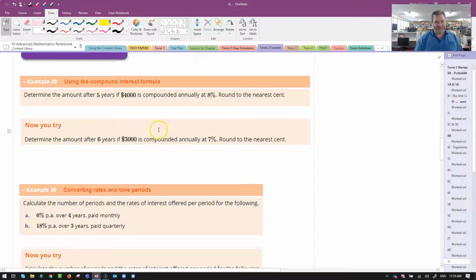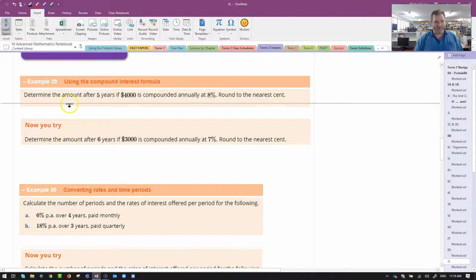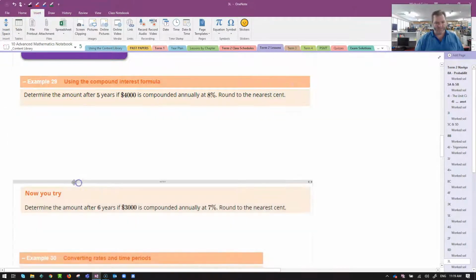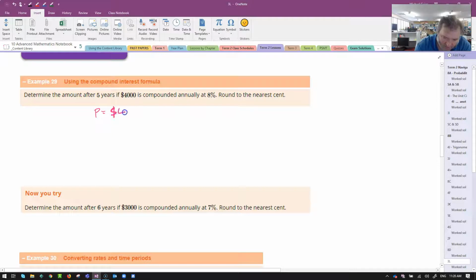Let's have a look at a worked example here. Determine the amount after 5 years if 4,000 is compounded annually at 8%. It's going to let me insert some space so I can do my working. Doesn't hurt to write out what you know. The principal, well, that's $4,000. That's the original amount borrowed or invested. In this case, it sounds like it's being invested.